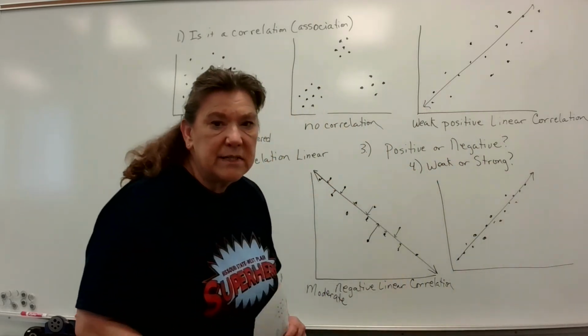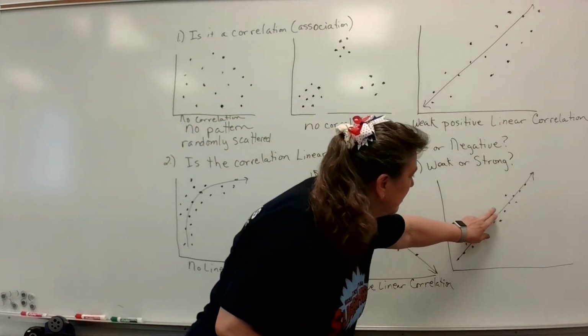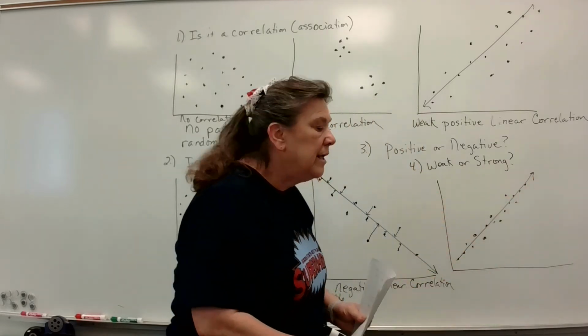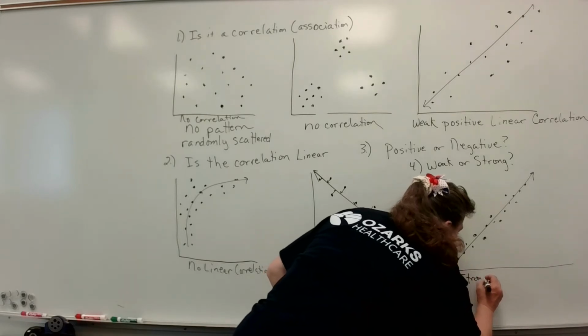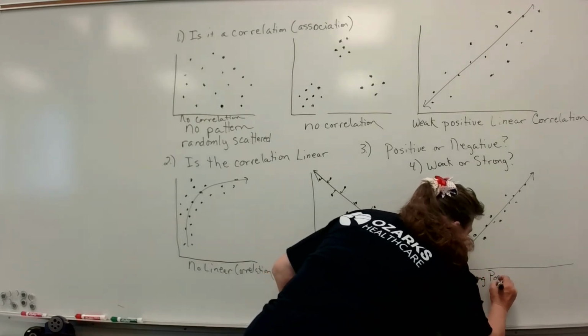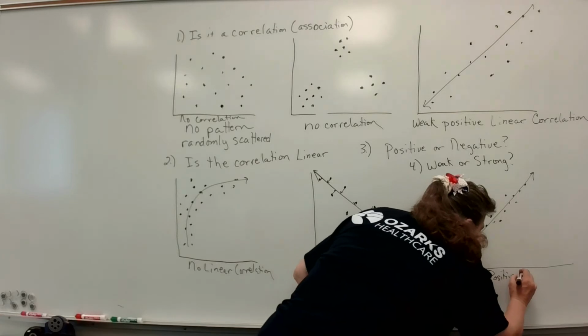You see that last one? You see how close the dots are to that line of correlation? This one would definitely be strong, and it would be called a strong, positive, linear correlation.